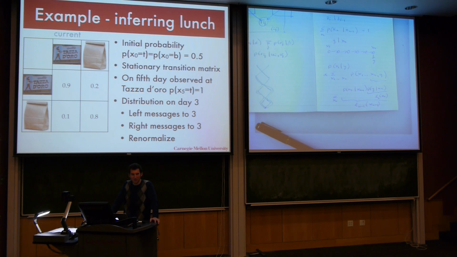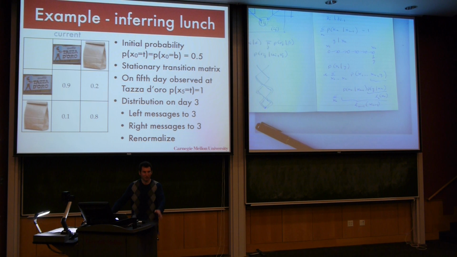If I go to Tazzadoro, I quite like it, and I'm likely to come back there. So with only 10% chance am I going to brown bag the next day. On the other hand, maybe my own cooking skills aren't so great, so only with 80% chance will I brown bag the next day, and with 20% chance, I'll go to Tazzadoro. Right? So that's a transition matrix.